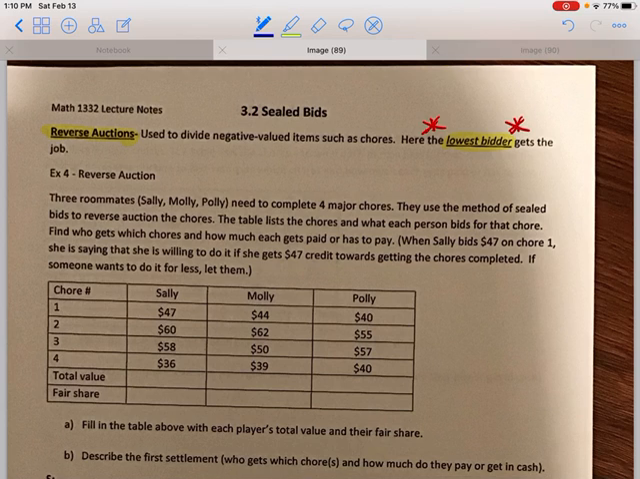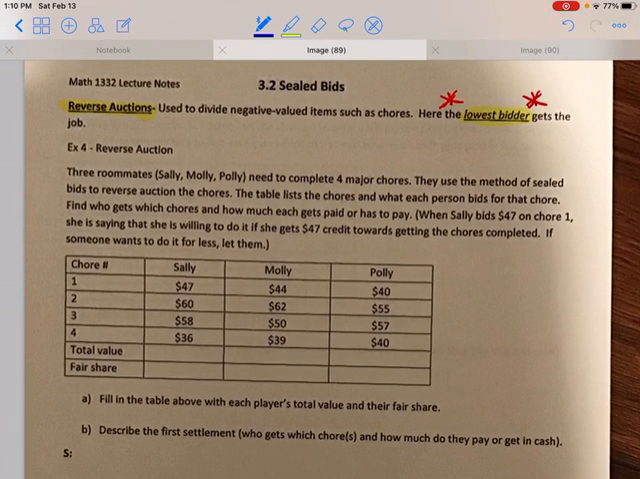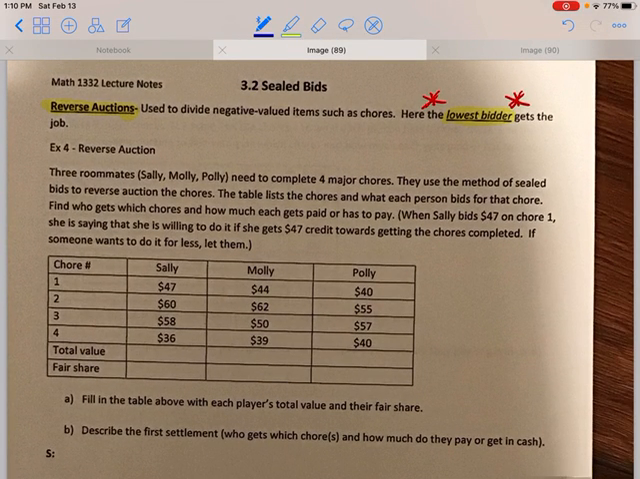So we're supposed to find out who gets to do which chores and how much each either gets paid or has to pay. For example, when Sally bids $47 on chore 1, she's saying she'll do it if she gets a $47 credit for doing that. If someone wants to do it for less, then that's fine, let them. That's sort of what you feel it's worth for you to get paid.